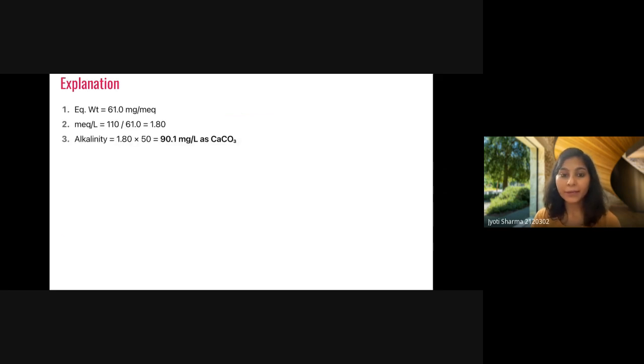So this will be 90.1. Just see here, 110 divided by 61 divided by 1. This will give you 1.80, multiplied by 50. This will give you 90.1 mg per liter as CaCO3. Okay.